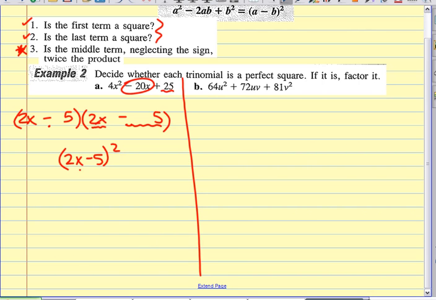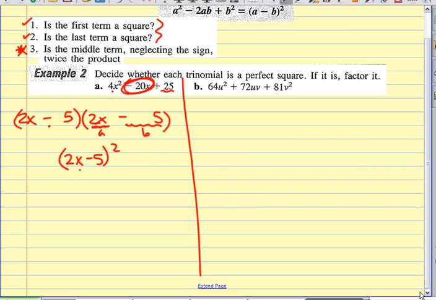Now let's try it again. The first one was a perfect square. The second one was a perfect square. So we wrote it, and we saw that when we multiplied a times b and then doubled it, we got the thing in the middle. Let's see if that's what happens over here.